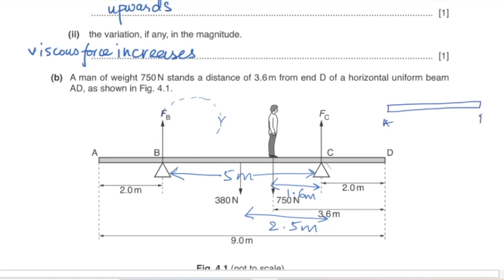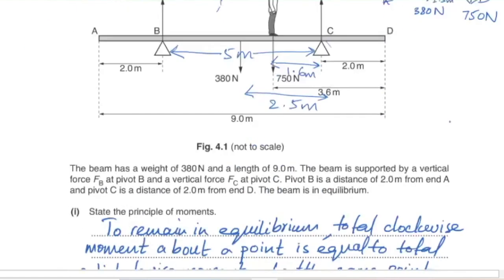This is end A and this is end D. This is the center, which is the weight of the beam. This is pivot C. And then now the man has moved towards point D and has a weight of 750 newtons acting downwards. And force at point B has become 0. So now we have only two forces acting about point C. Again, the perpendicular distance between point C and the weight 380 newtons is 2.5 meters. And this is the distance which we need to find in order to keep this beam in equilibrium.